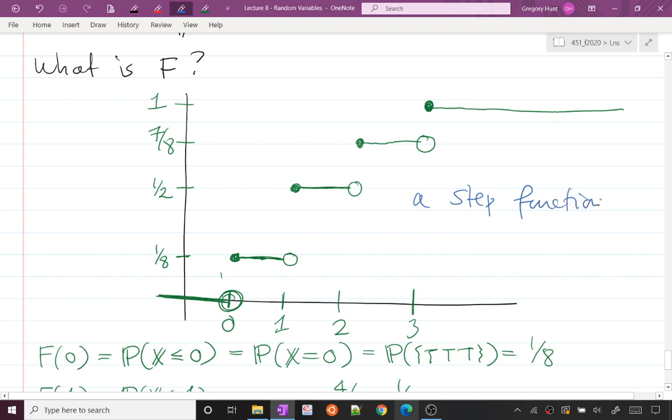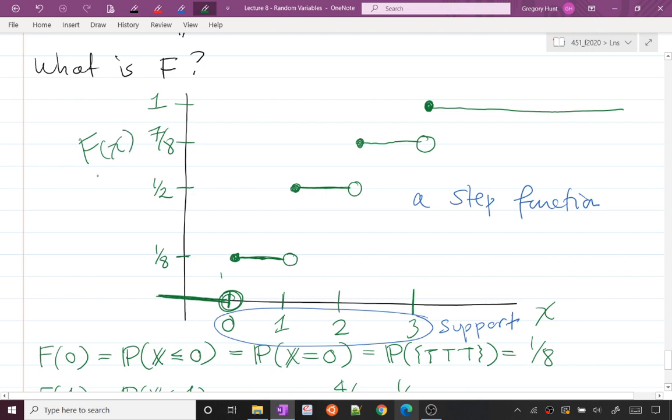And where we basically jump up at each value in our support. Notice that this is the support. That's why I picked those values to look at. And this on my y-axis here is my CDF. So if this is x, this is CDF. And that's what it looks like.